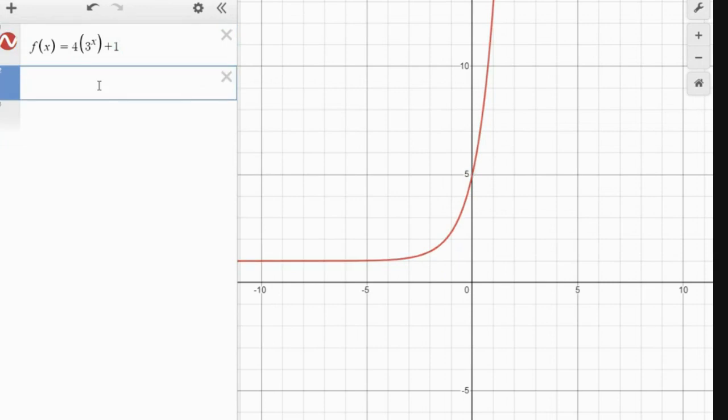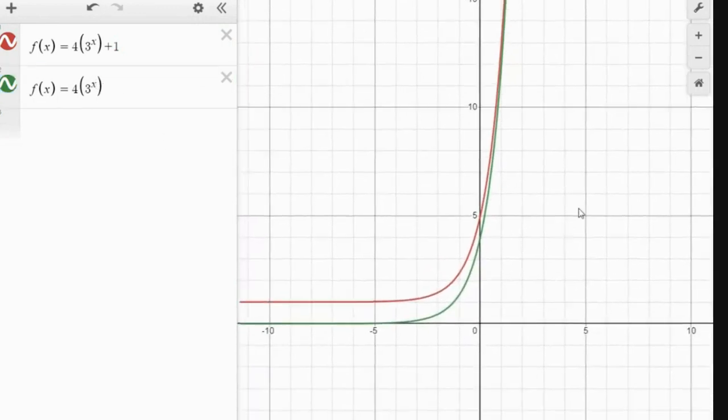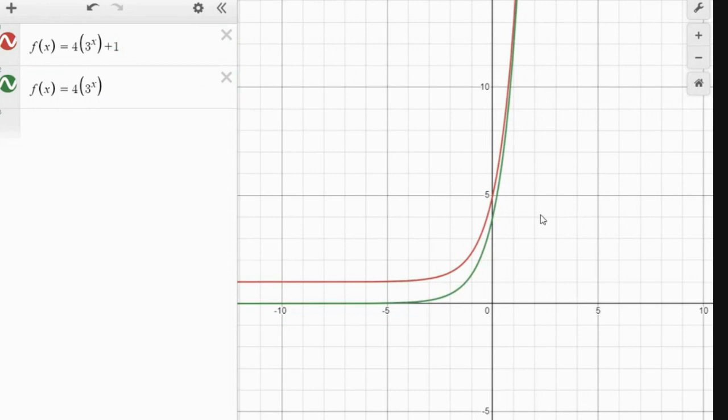Let me put the original equation back on there without the plus 1, times 3 to the x. See, the green one is the original. The new one is the red one when we put the plus 1 on it. So what happened with the plus 1? Well, the y-intercept that used to be at 4 has now moved to 5. It went plus 1.